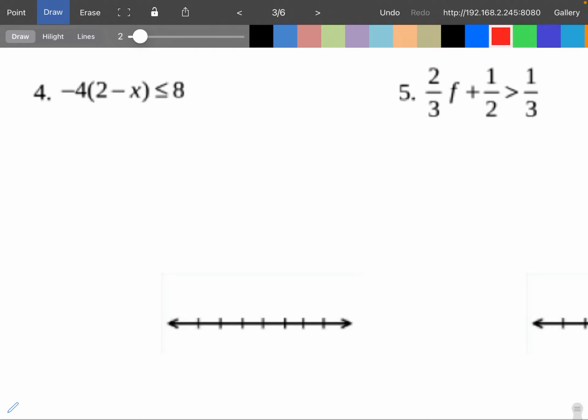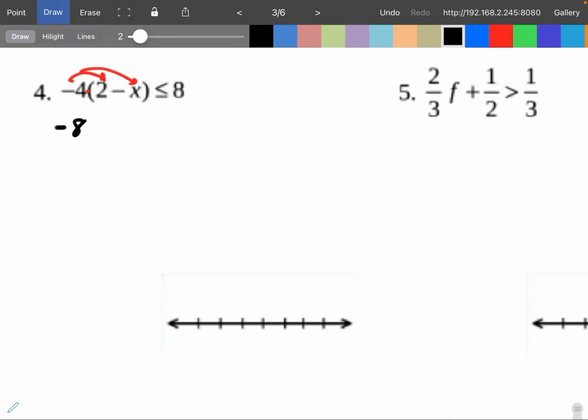All right, so we're on number 4. So number 4, who's got a first step for me on this one? Damien? Distribute the -4. Good, yeah. We're going to distribute the -4. So remember there's a multiplication in here, right there. And we're going to multiply the -4 times the 2, and we're going to multiply the -4 times the -x.